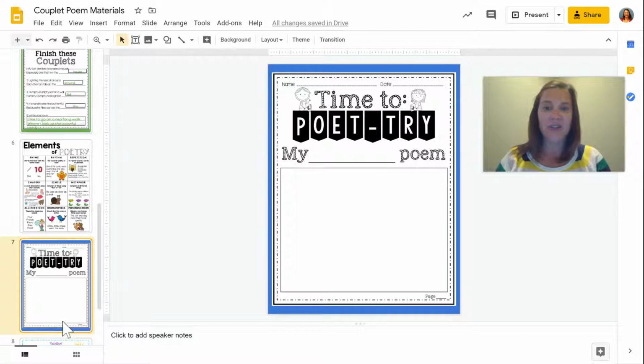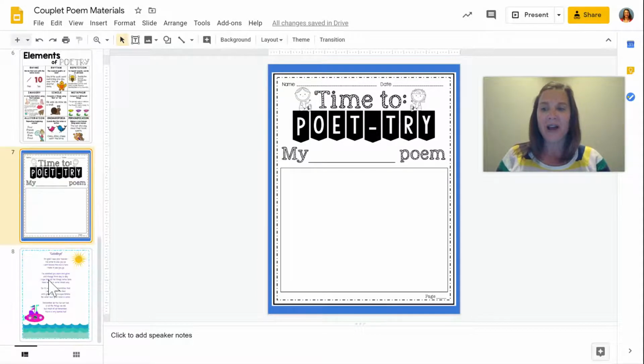And now it is your turn to try your own couplet poem. So you can go to the slide and give it a try. Remember, growth mindset, it doesn't have to be perfect, but do your best and I know you'll have fun.